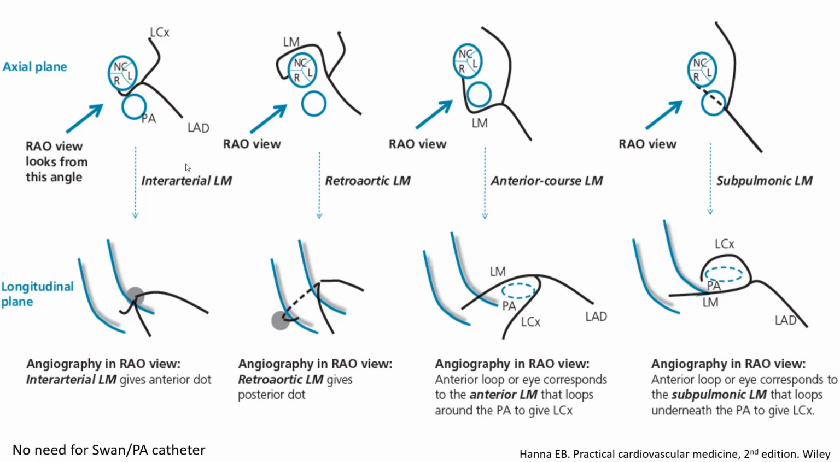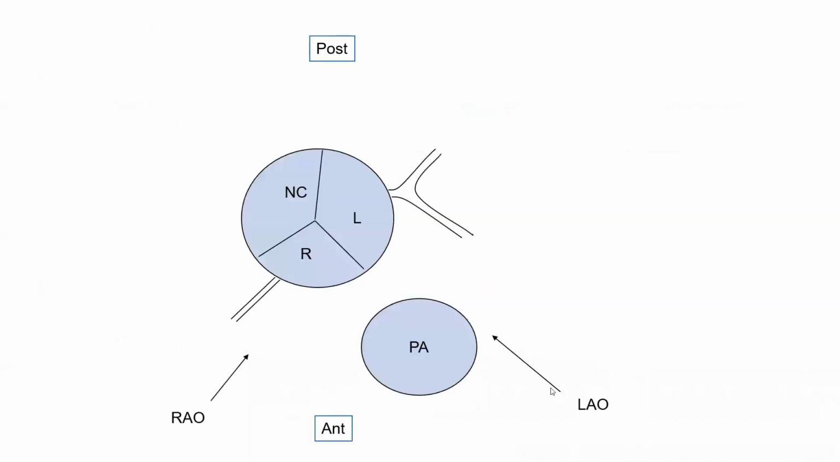If you go LAO, LAO looks from here. Well, you're not going to be able to tell the course. LAO, whether you have interarterial or posterior or anterior, they all will project the same in an LAO view. You need to go from here to spread the aorta and PA apart. LAO superimposes the PA and the aorta and won't allow you to delineate the course. So this shows you this again, LAO versus RAO.